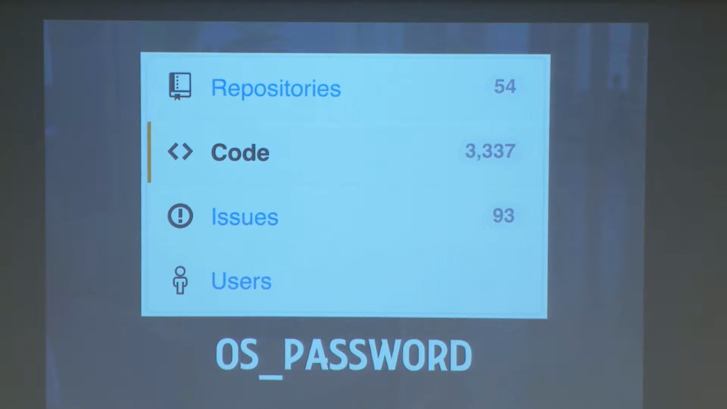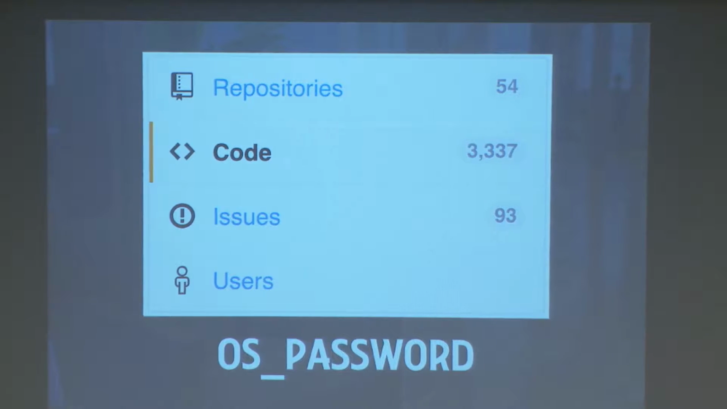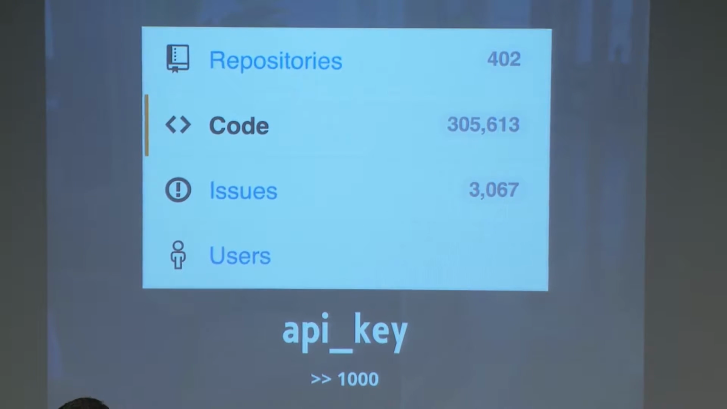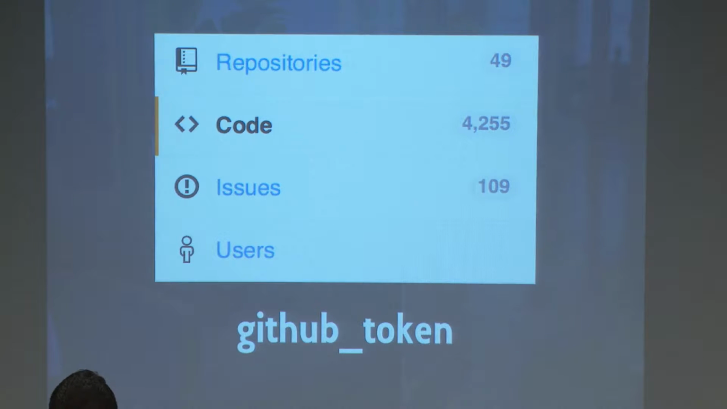Another great one is OS password, which is short for OpenStack password. So if you wanted to compromise cloud servers on IBM, HP, or Rackspace, this is probably what you'd want to search for. Another one that I found interesting is API key. There's a whole lot of false positives, but I also got some really interesting results from digging through this. But my favorite is GitHub token, because if you get one of these, you can masquerade as a developer through all of their repositories.